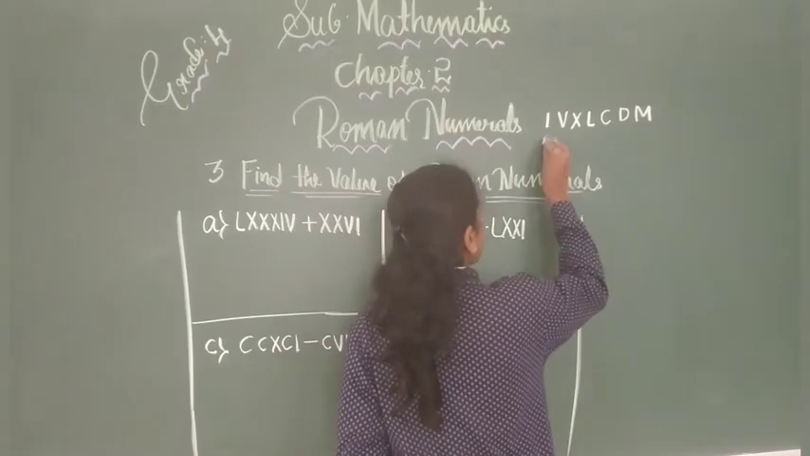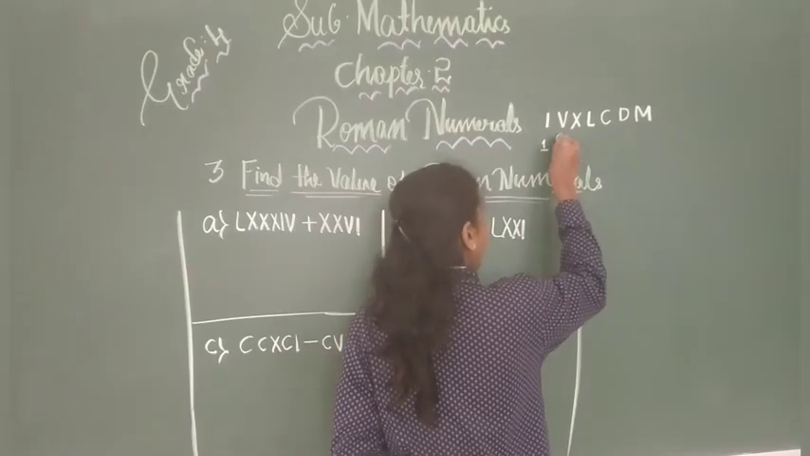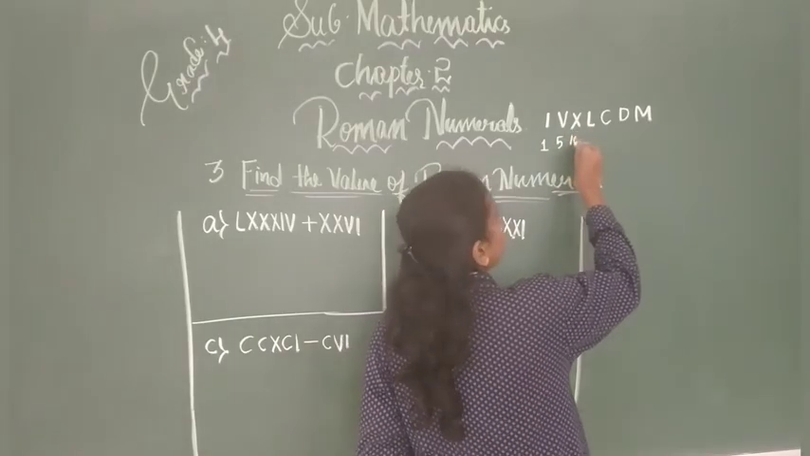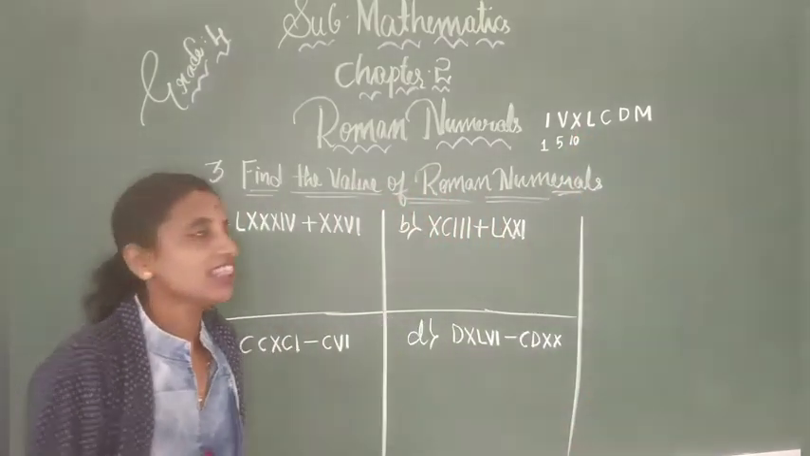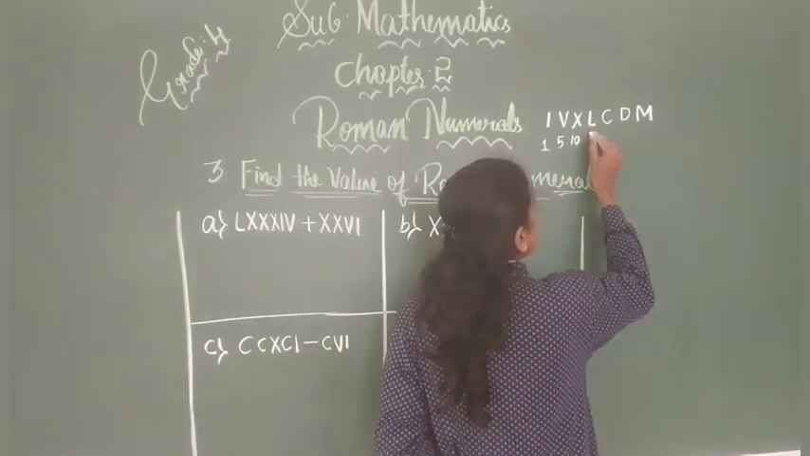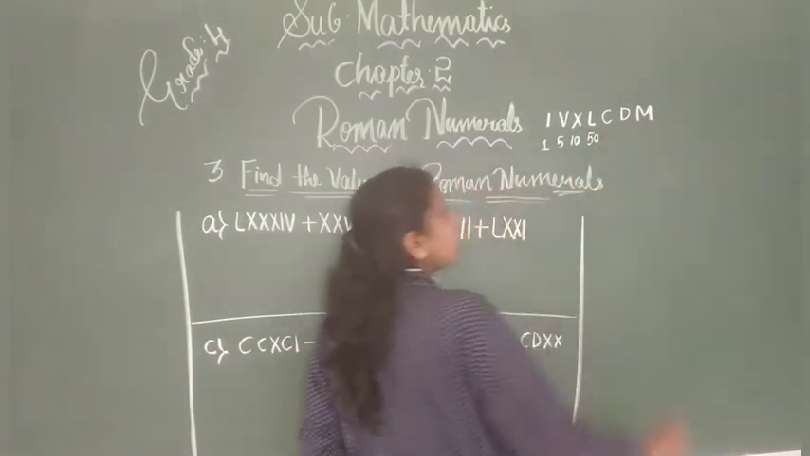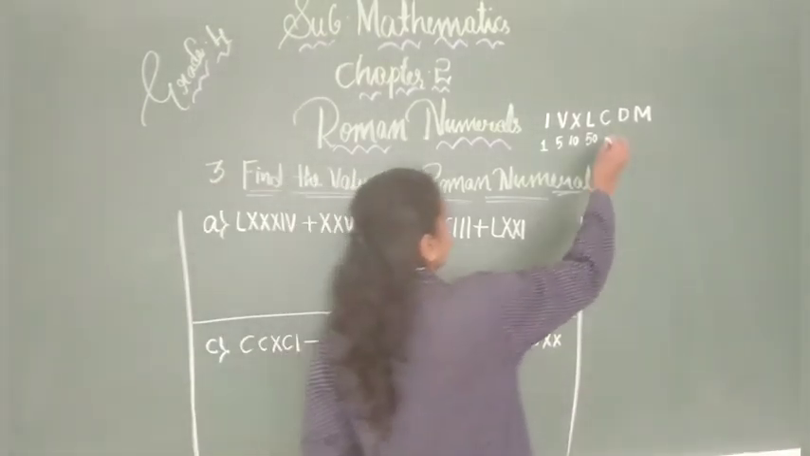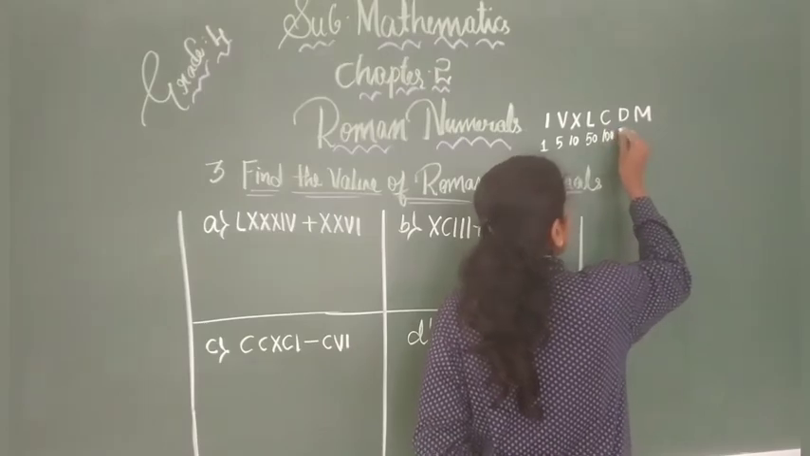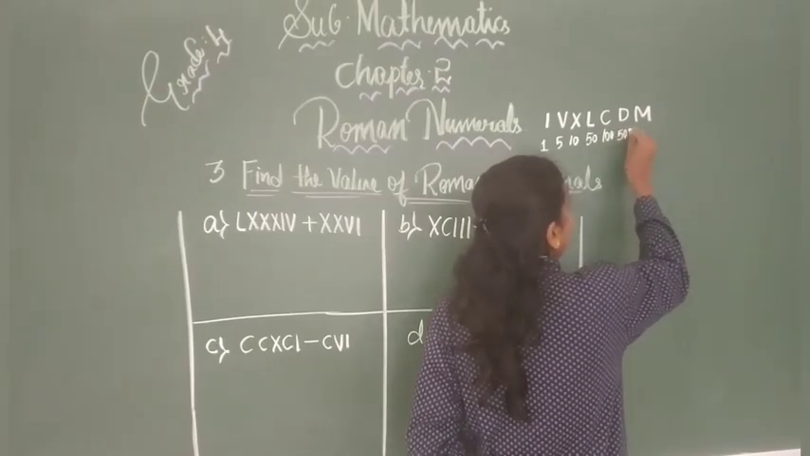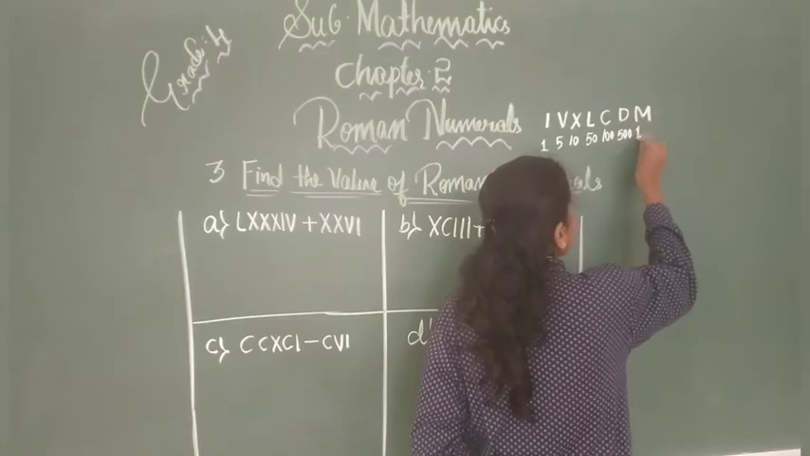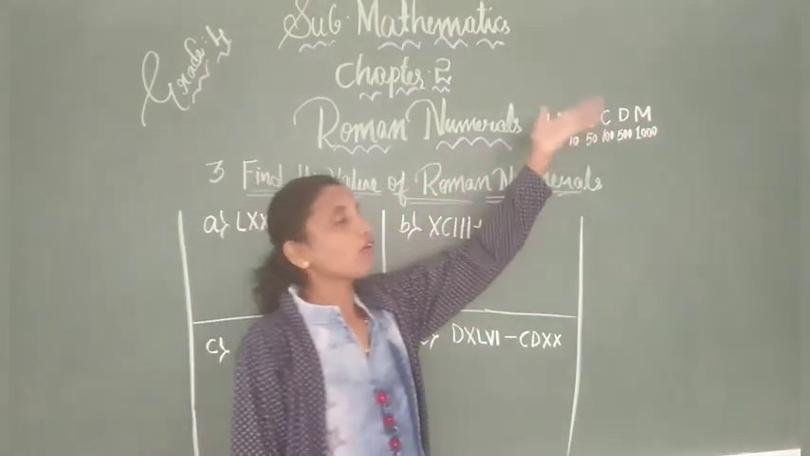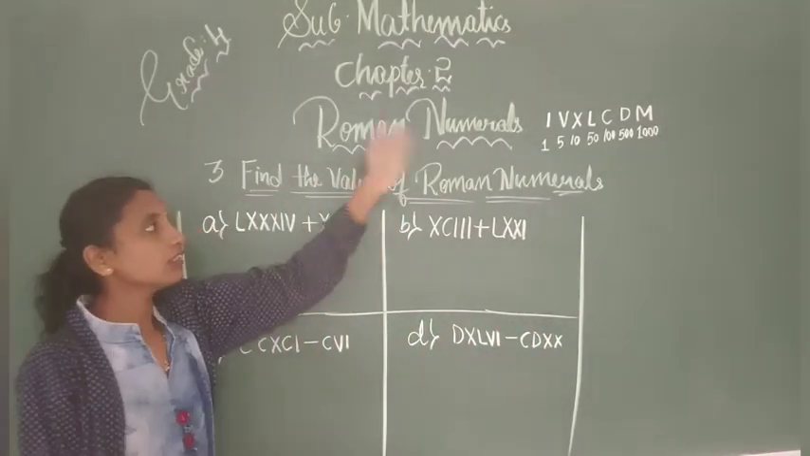I stands for 1, V for 5, X for 10, L for 50, C for 100, D for 500, M for 1000. By using these 7 alphabets, we write Roman numerals.